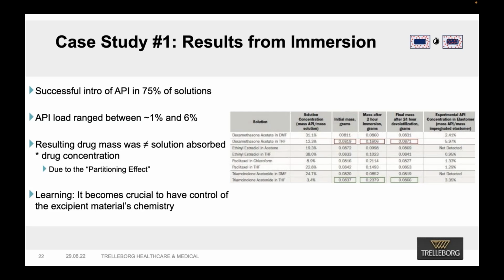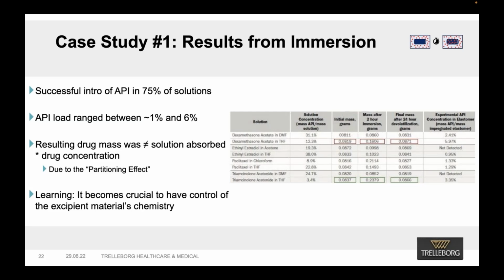What we would have expected is, for example, with this first one, the increase in mass should mean that at the end of this process, we should have gotten about 31% of that drug into the system based on the mass increase. And what actually happened was that the amount was something less than that. In some of our observations, about 54% of the anticipated drug was actually not captured within the system at the end of that process.